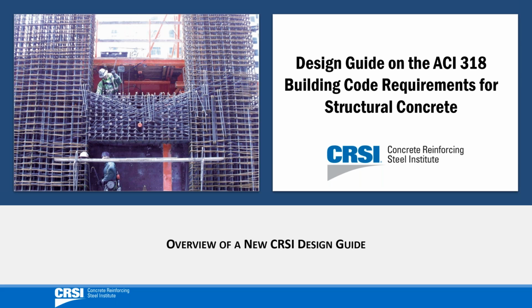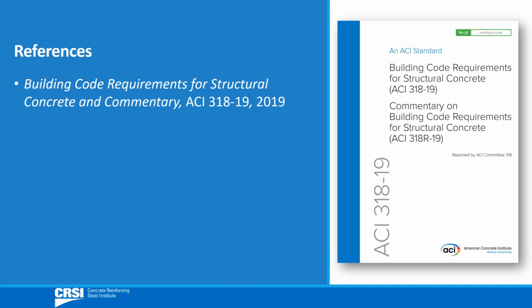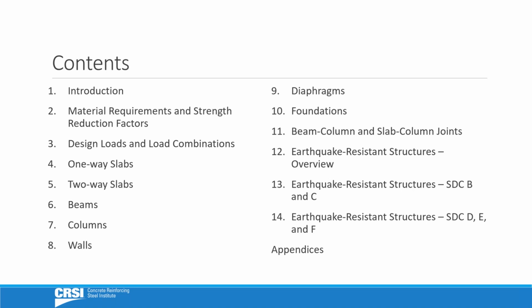a brief overview of our new publication titled Design Guide on the ACI 318 Building Code Requirements for Structural Concrete. This publication is based on the provisions of the 2019 edition of ACI 318. The main goal of this publication is to provide step-by-step design procedures and design aids that make designing and detailing reinforced concrete buildings simpler and faster.